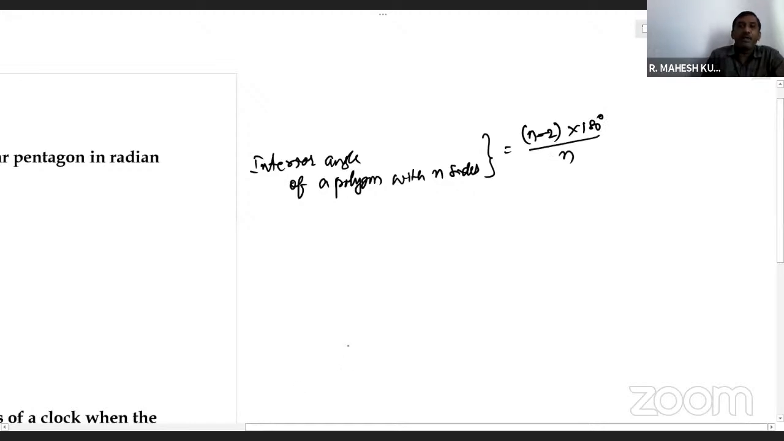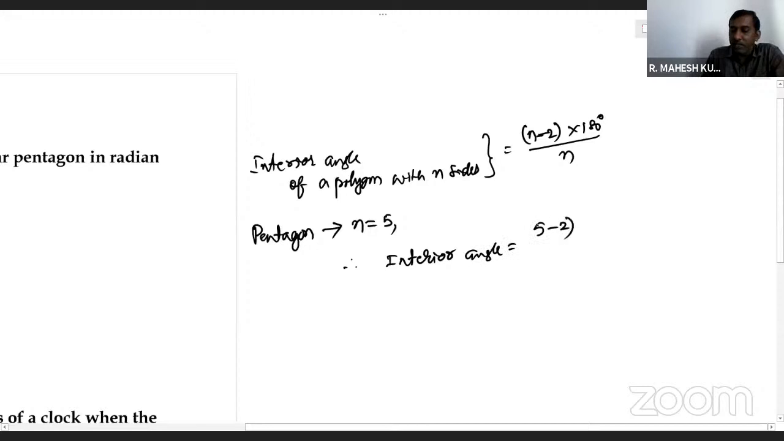This is the formula. Now a pentagon is given here. So it is the pentagon given. So for a pentagon, number of sides is going to be 5. Therefore I am going to write interior angle. What is going to be the interior angle of this one? It is 5 minus 2 into 180 degrees divided by 5 you are going to write. So it is going to be 3 divided by 5 into 180 degrees.